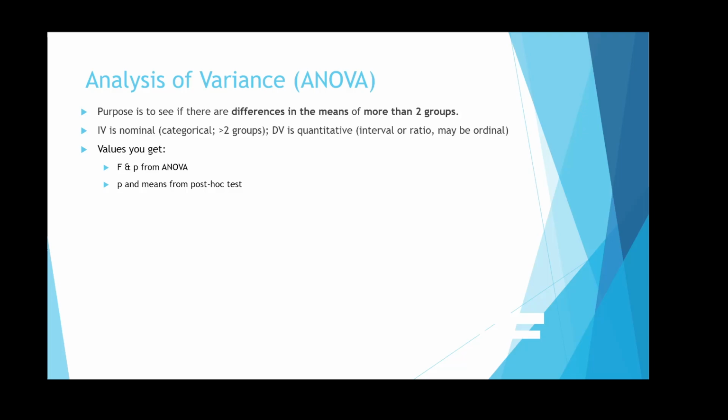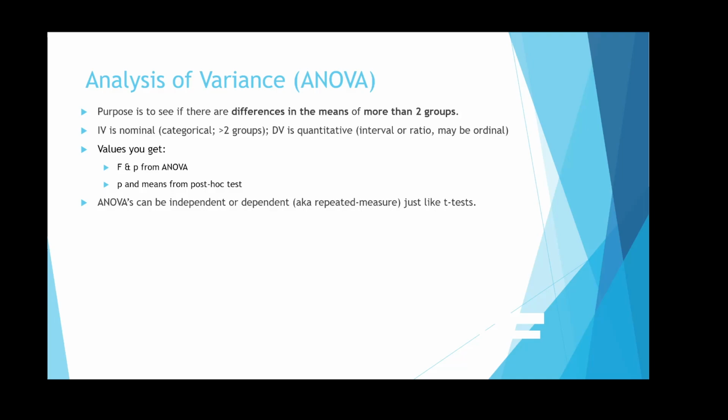Your independent variable, again, is nominal or categorical, but you're going to have at least three categories under that independent variable. Your dependent variable is quantitative. Technically, by the textbook, it should be interval or ratio, but you can work with ordinal data this way as well, as long as you change it into numbers. The values you want to pay attention to are an F test statistic and then the p-value. You're also going to do a post-hoc test. You're going to pay attention to means and p-values from a post-hoc test, which we will talk about.